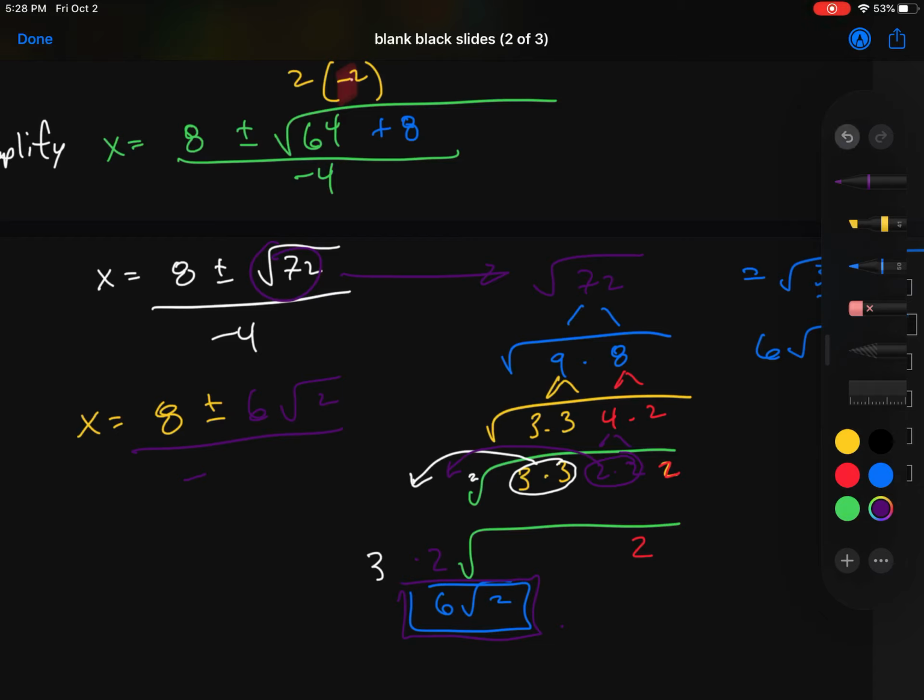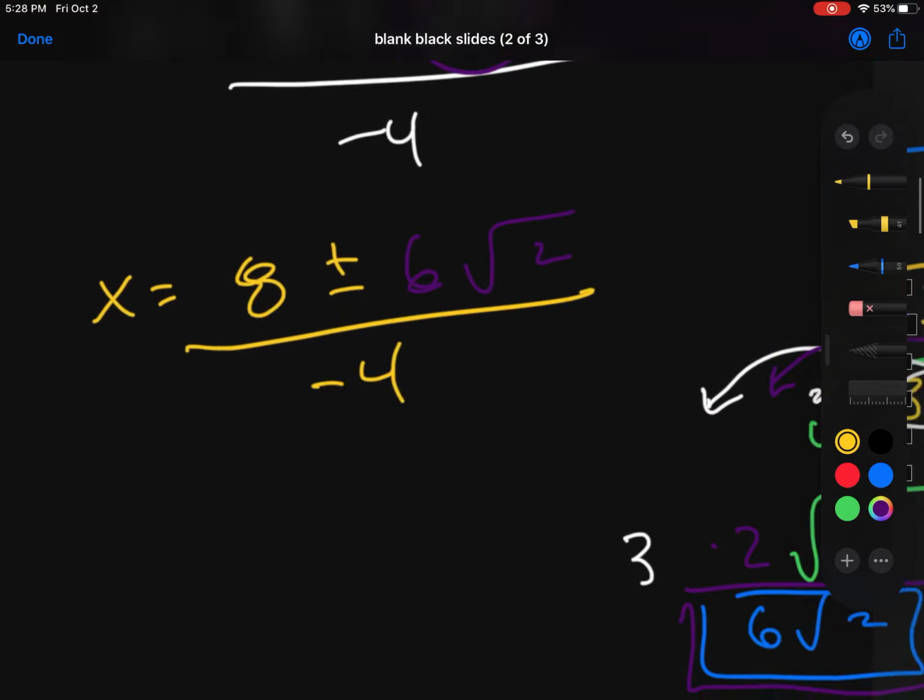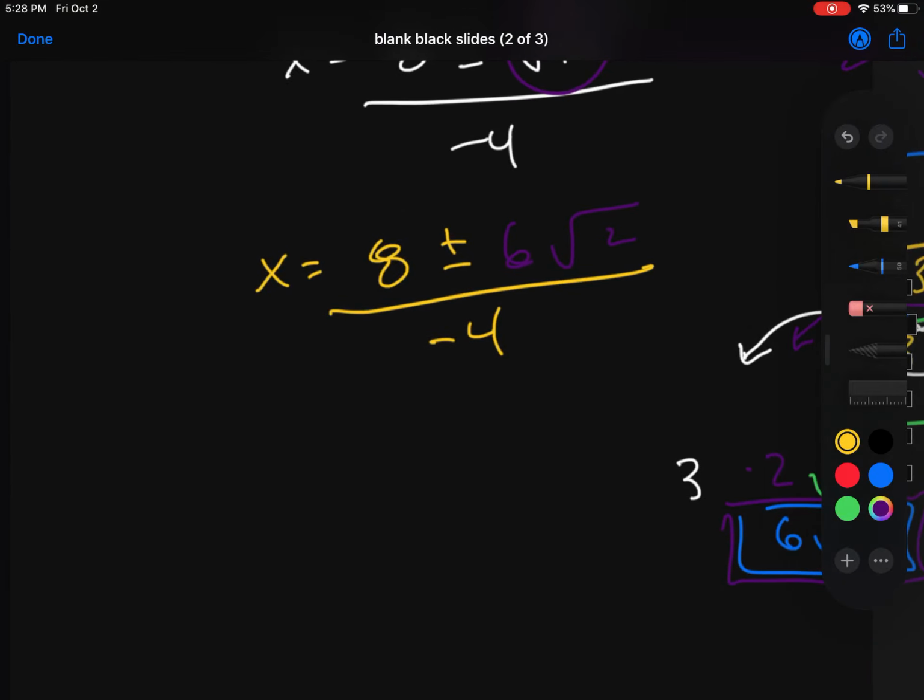Too many purple guys. All over. Yeah, that's right. Negative 4. Ooh, Laker game tonight. Yellow and gold.